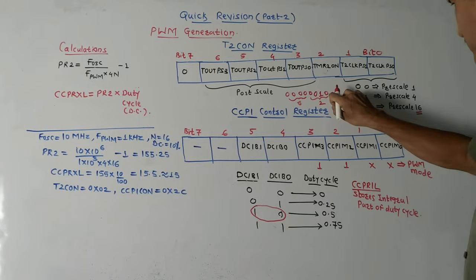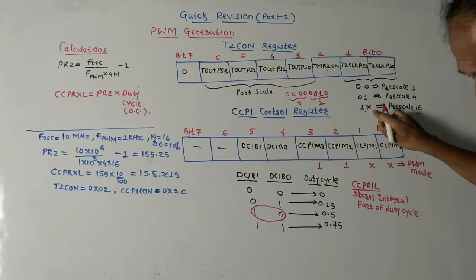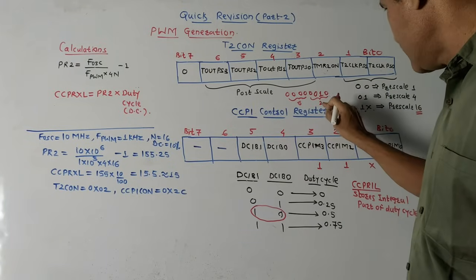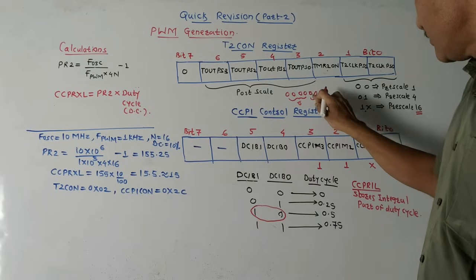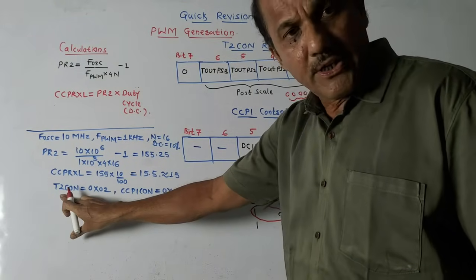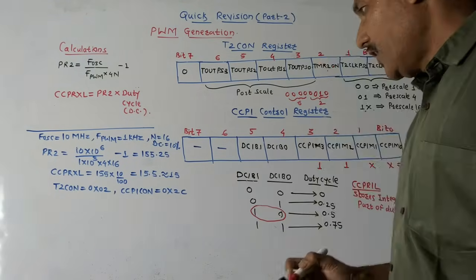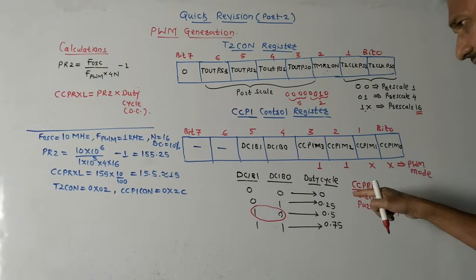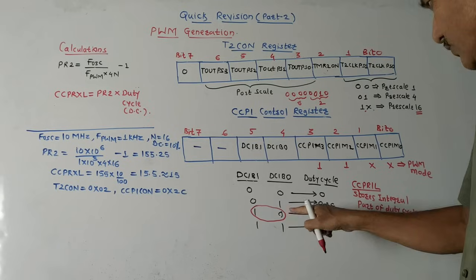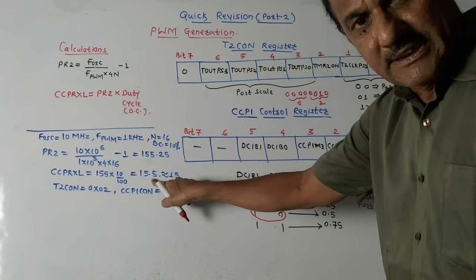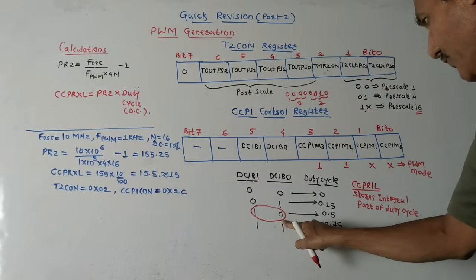If we assume the last bit is 1x, you can well assume it is 1. If it is 1, then this will be 0x03, because this will be 0011. So this is the content of the T2 control register. Now CCP1CON, that is the CCP1 control register. For this value, we know that the duty cycle fraction is 0.5, because the fractional part is 0.5, from 15.5.